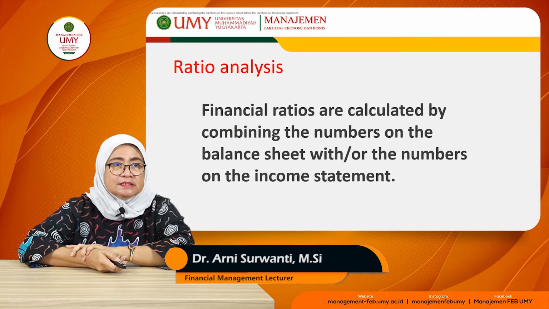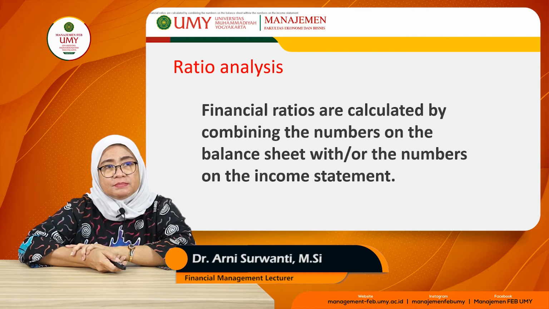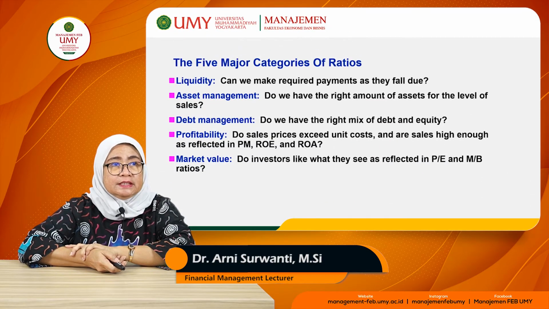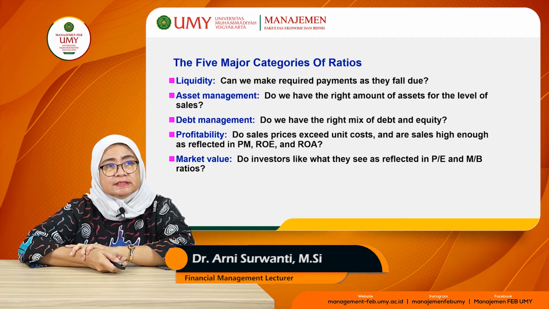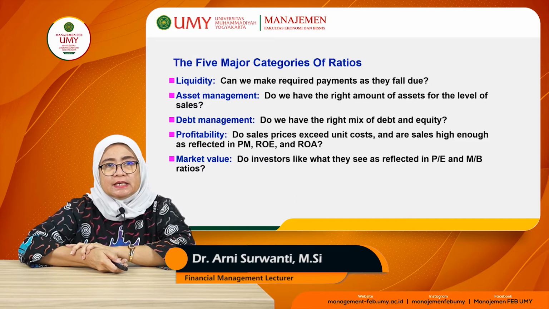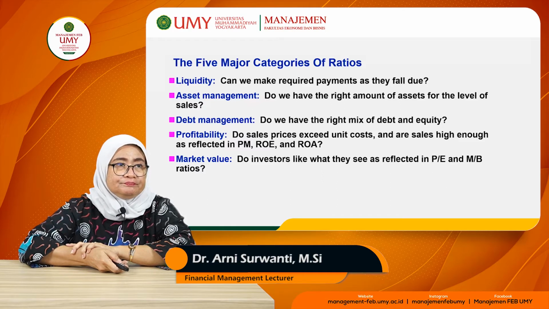Ratio analysis. Financial ratios are calculated by combining the numbers on the balance sheet with the numbers in other statements, for example, the income statement. There are five major categories of ratio. The first one is liquidity. Liquidity tells whether the company can make required payments as they fall due, or whether the company can pay its short-term debt. The second one is asset management.